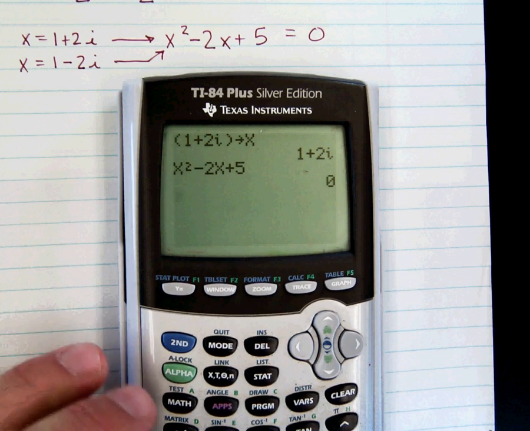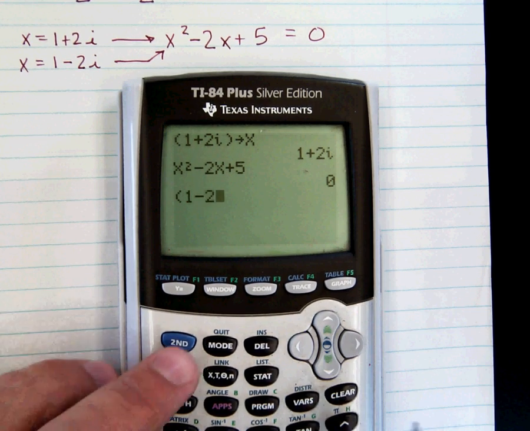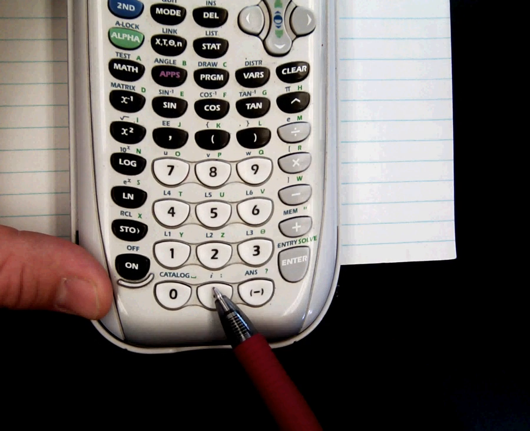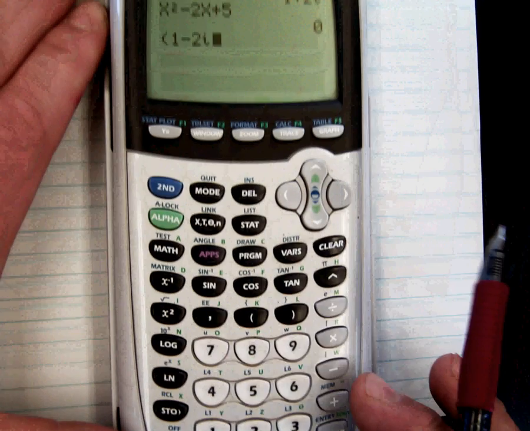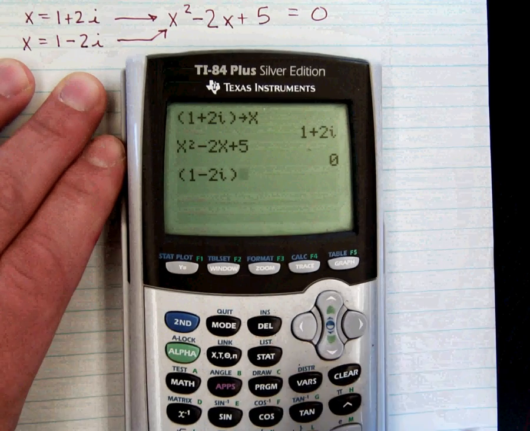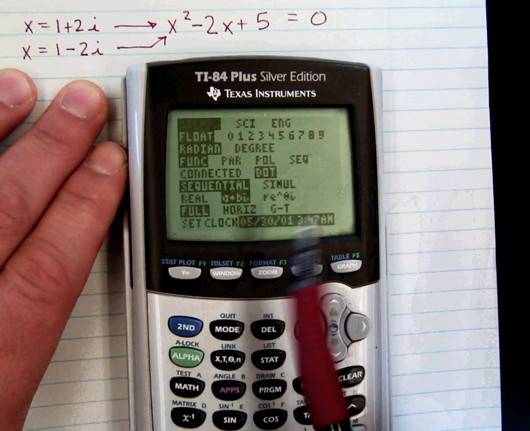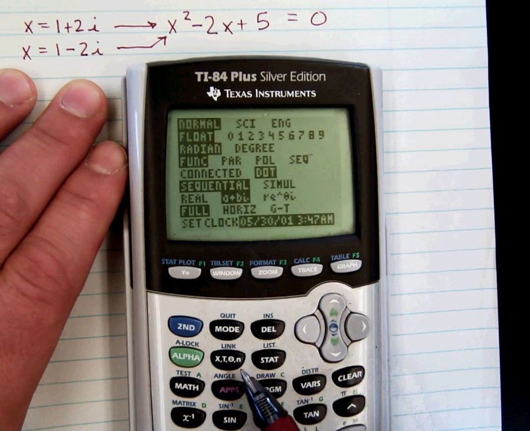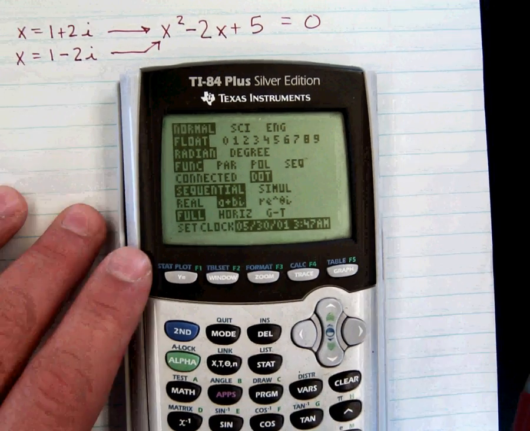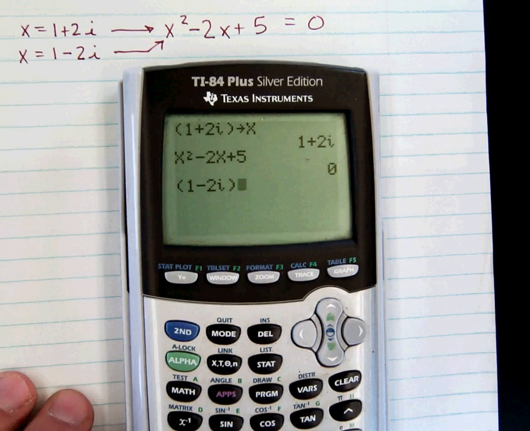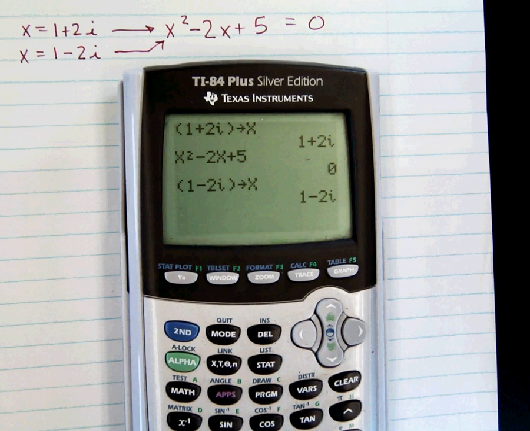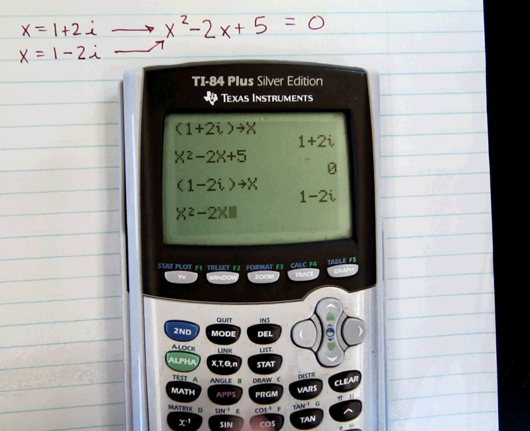Now I'm going to take 1 minus 2i. Again, i is second decimal point. There's a little i there. And if you didn't see this in class, you also want to make sure that under mode, you're on the A plus BI mode next to real. So press mode and put it on A plus BI. Let's quit out of there. Let's store that value in for x. Enter. Now let's type x squared minus 2x plus 5.